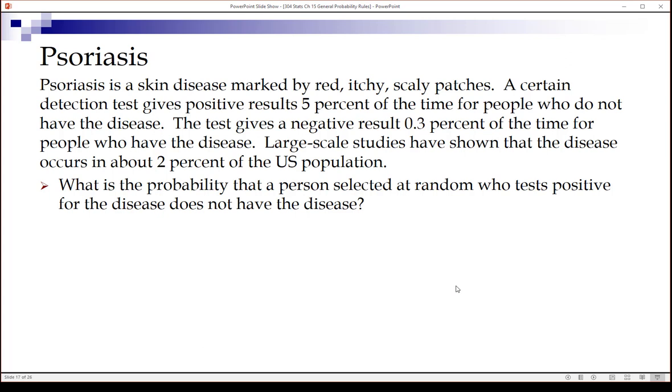What's the probability that a person selected at random who tests positive for this disease doesn't actually have the disease? So once again, what's the probability of a false positive? Go ahead and pause the video here and see if you can get the answer.